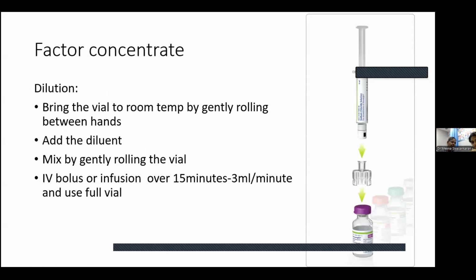We'll see about the dilution. To dilute the factor concentrate, bring the vial to room temperature by gently rolling between the hands. Add the diluent. Mix by gently rolling the vial. IV bolus or infusion over 15 minutes; we can give 3 ml per minute and use the full vial.